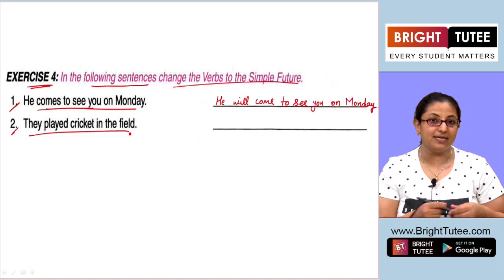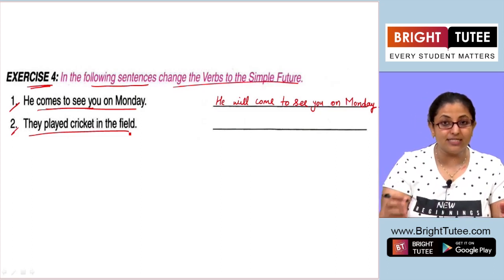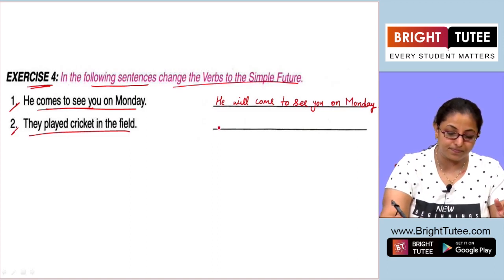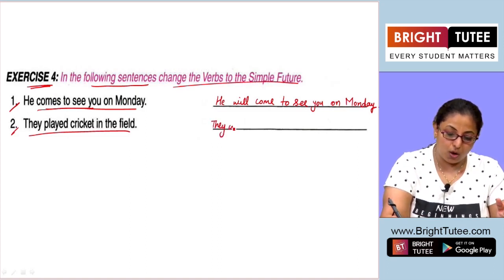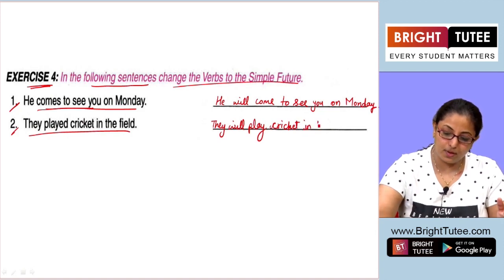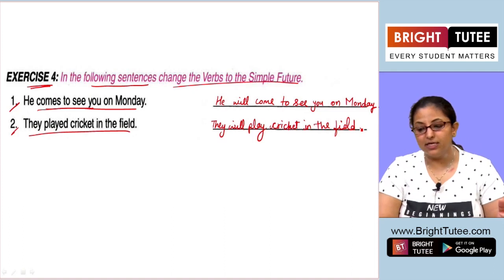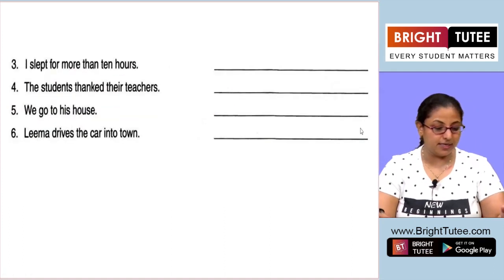They played cricket in the field. This is a past tense. They have already done that. They played. So in the future tense, in the simple future, it will become they will play cricket in the field, right? So this is the future tense.